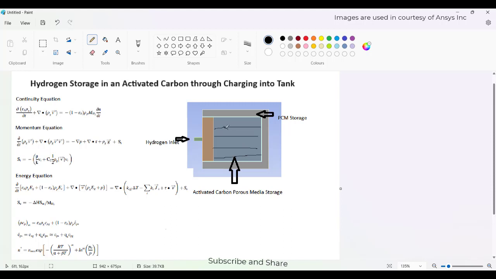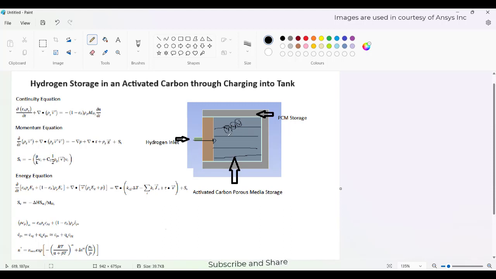Here there is carbon present, and there is a gap between these carbon particles or carbon porous media, into which we are flowing the hydrogen. The hydrogen will enter here, and at this interface it starts compressing, and when it enters into this activated carbon porous media, it starts depositing on the carbon. That is the way we store the hydrogen onto the activated carbon, and when we want, we'll release that hydrogen again from the activated carbon.